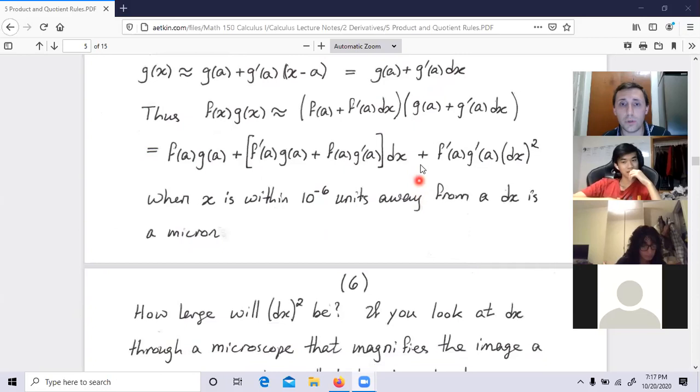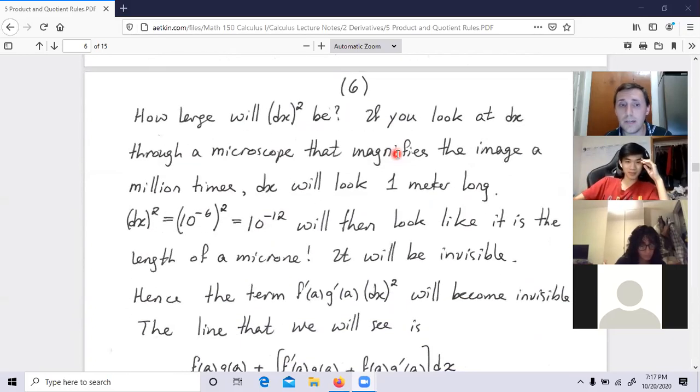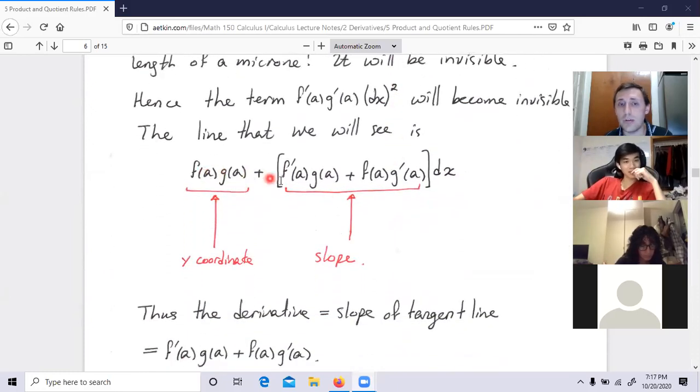And so it would look like this part, guys. You see, only the first part is, if I can barely see dx, even under high zoom, then this part is all I see. And that's the equation of a line, because dx is x minus a, okay? So this is the y coordinate, and that is the slope. The point here is that using this idea, I can right away figure out what would be the slope of the derivative. Here it is. It's the derivative at a times g(a) plus f(a) times the derivative of g.